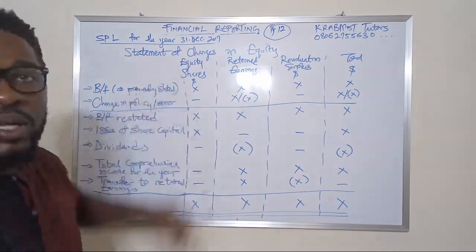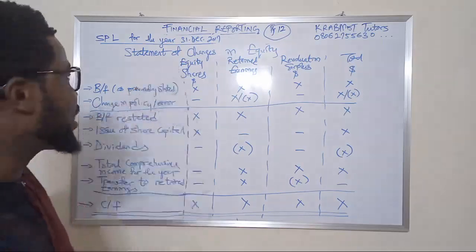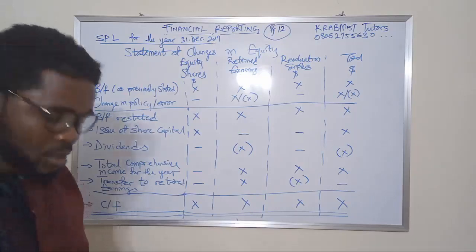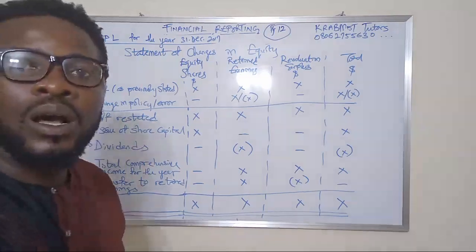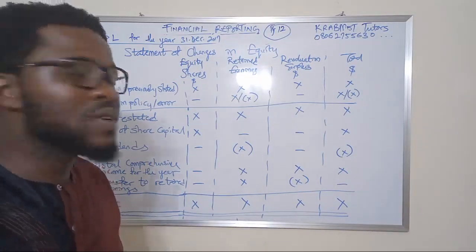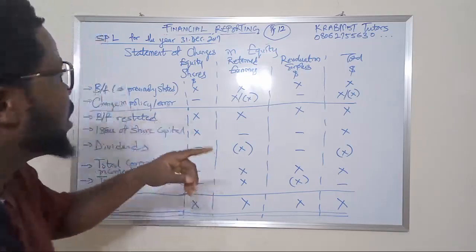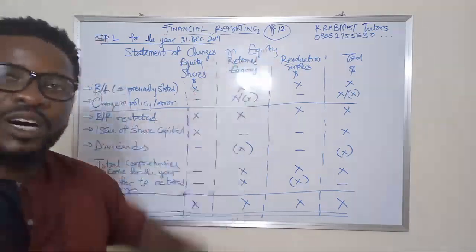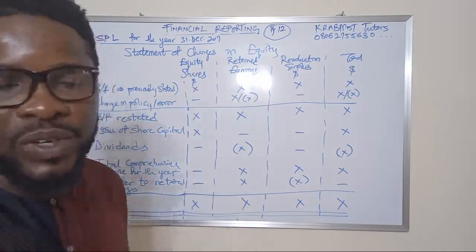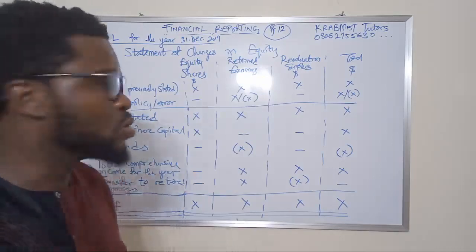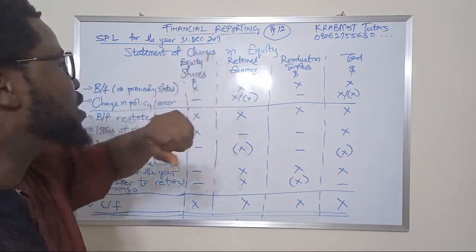Okay, we know what equity shares mean. They are the highest form of risk in investment in terms of shares. If you want to rank debentures, preference shares and so on, this is your equity shares.